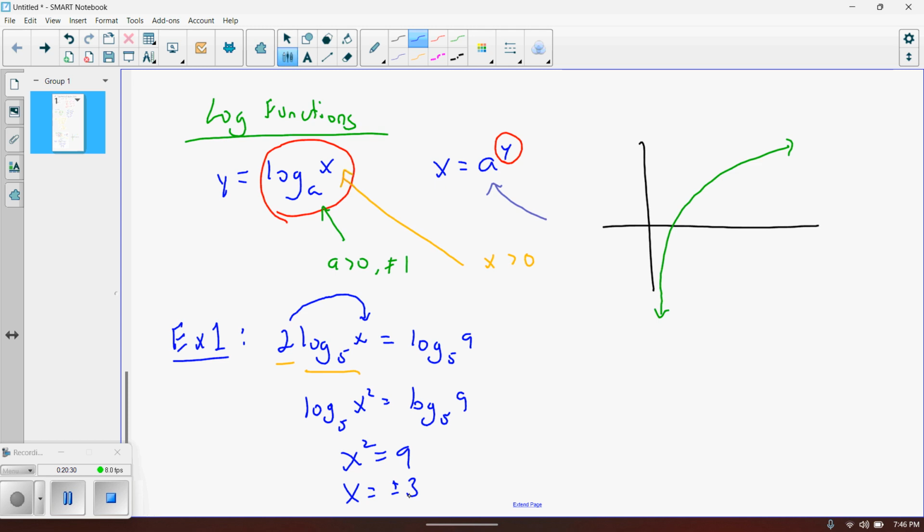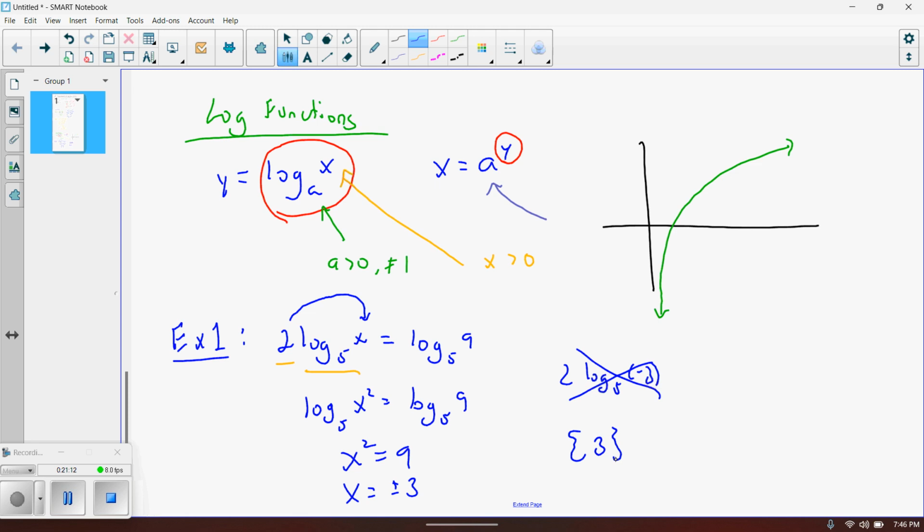Now you do have to remember your domain, so we have to double check our answers. If you plug 3 in there, I'm going to have the log base 5 of 3 on the left-hand side. There's no problem with that. If you plug a negative 3 in there, however, you would have 2 log base 5 of negative 3, and we just talked about how you cannot take the log of a negative number, so that does not work, which makes the only solution positive 3. So you do have to go back and check your answers at the end just to make sure you actually have answers within the domain.